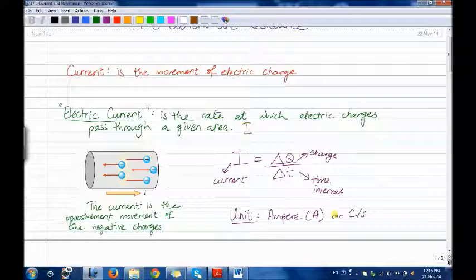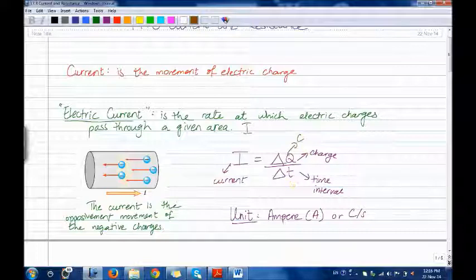The unit is ampere, A, or you could write it as coulomb per second, for the Q, which is coulomb, and for the time, which is in seconds. Now, as you can see here in the picture, the current is moving in the opposite direction of the negative charges. The negative charges are moving to the left, while the current is moving to the right.